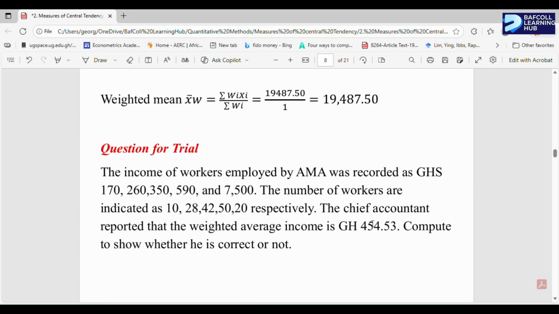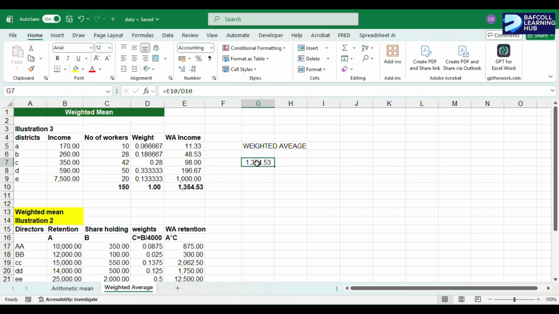So the question is asking us, the chief accountant reported that the weighted average income is 454.54. Compute to show whether this is correct or not. Based on our computation, we can conclude that the weighted average income reported by the chief accountant wasn't true.